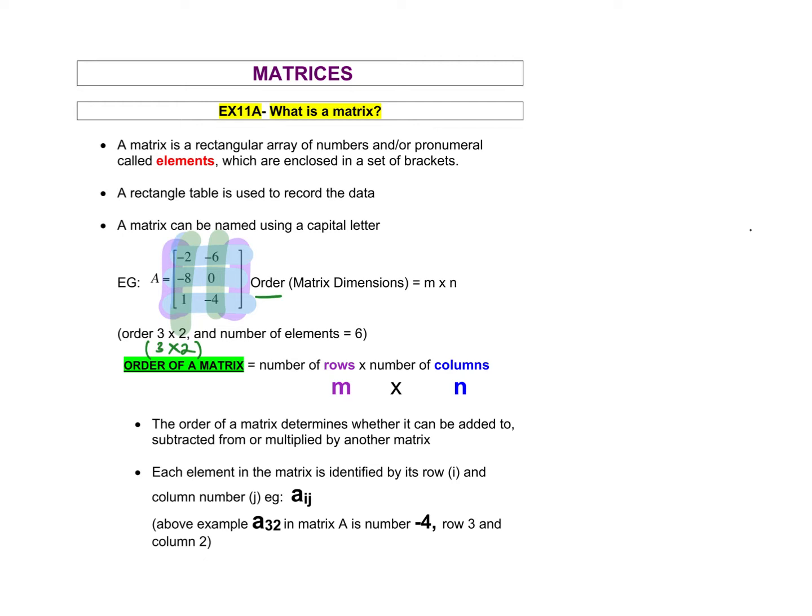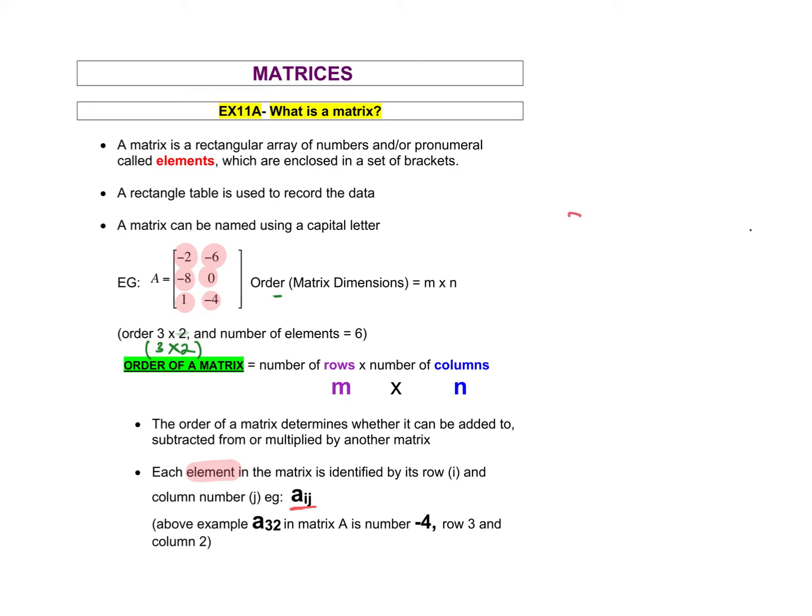Now, all these numbers or letters inside the matrix are called elements. So this matrix up here has 6 elements. Sometimes we want to talk about a particular element, so we refer to it by its row and column position. Here we're calling it A, just because up here we called it matrix A.